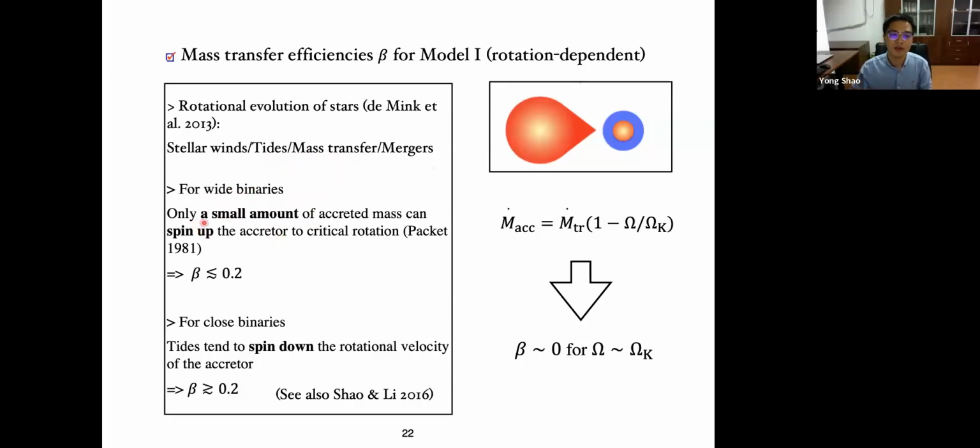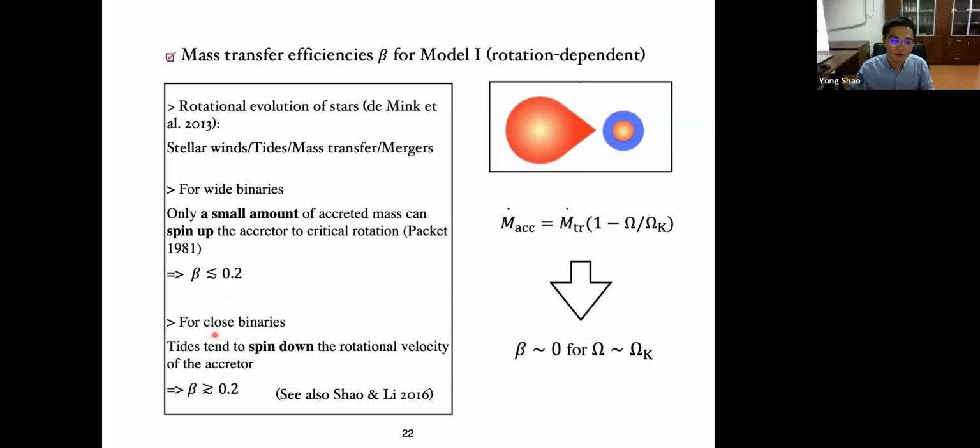And only a small amount of accreted mass can spin up the accretor to critical rotation. So in this case, the mass transfer efficiency can be very low, with a value of less than about 20%.